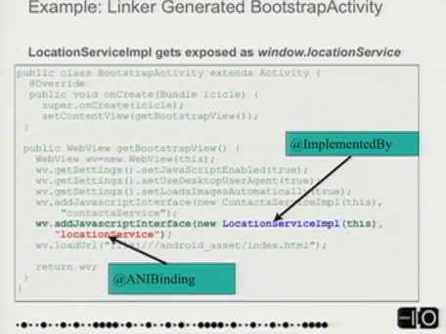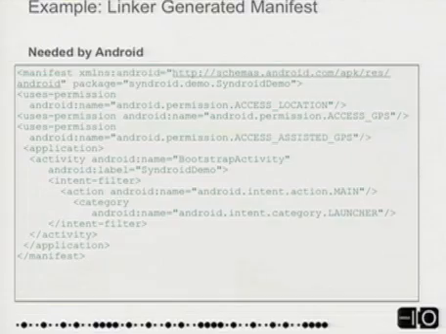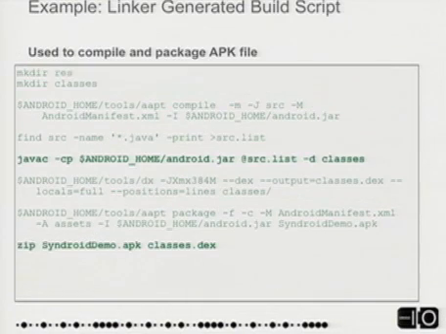The first one came from the @ImplementedBy annotation, and the linker took that and shoved it there. And the second thing, which is what you're exposing it as to the JavaScript interpreter, came from the ANIBindingImplementation annotation. You also have to generate this thing called the Android manifest, which is some extra metadata which tells the Android runtime how to run the app and where things are located and so on. This is required boilerplate, but you don't need to understand it right now.